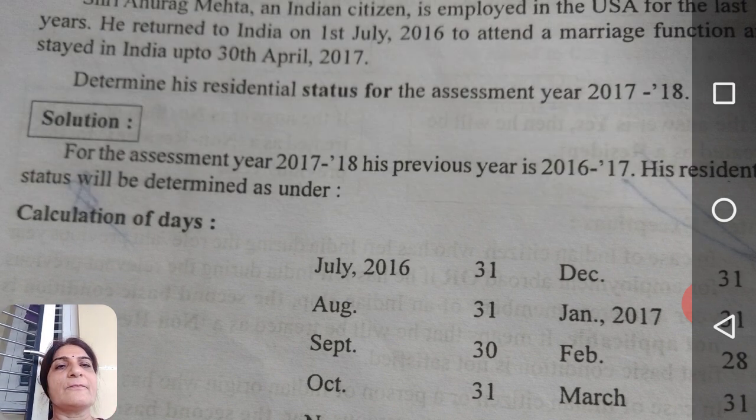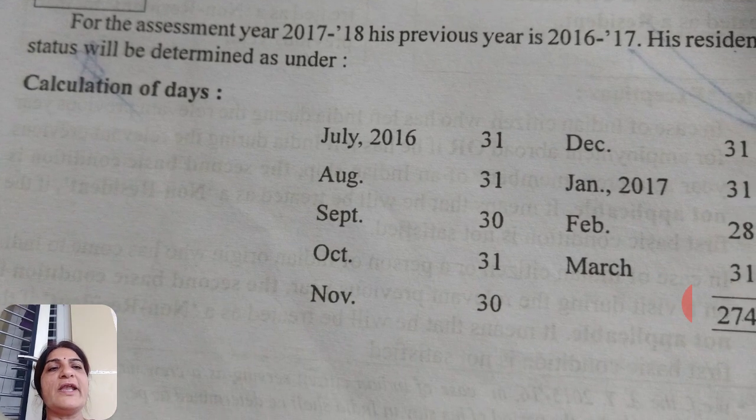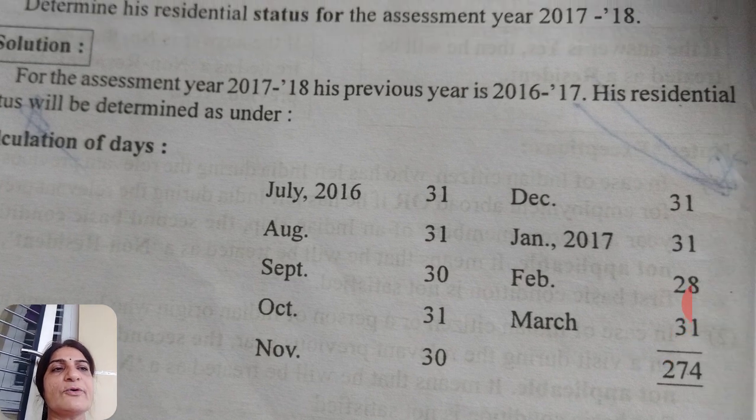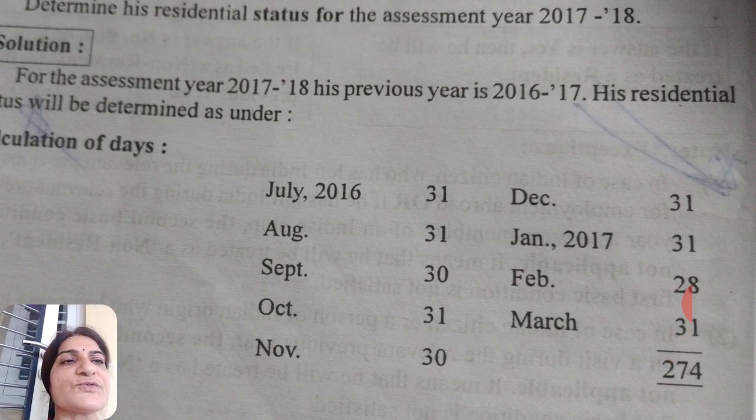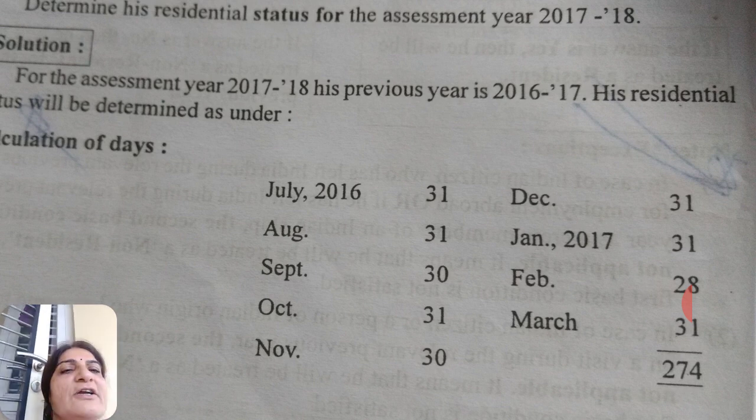The first thing you have to decide is the computation of days during the previous year. First thing, here we have to determine the residential status for 16-17. Now the year 16-17, it began from which date? 1st April 16 and it will end on 31st of March.